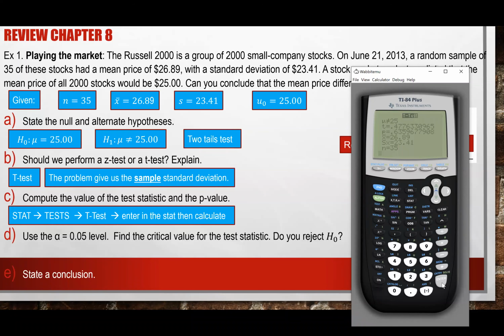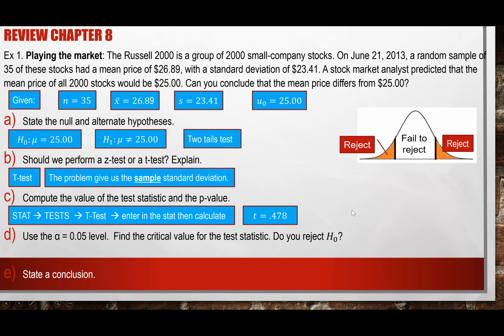So if you calculate this, your t is 0.4776, and your p-value is 0.6359. Okay, so did everybody have this number here, which is the t is 0.4776, which is 0.478, and the p-value is 0.635. Again, make sure that you know how to utilize your calculator. Make sure that you know how to input your data.